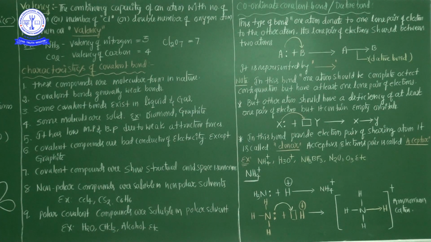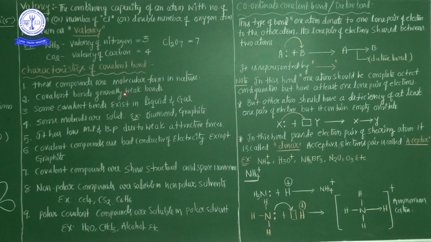These are very important definitions, my dear students. What is the valency? The combining capacity of an atom with a number of hydrogen atoms, or a number of chlorine atoms, or double the number of oxygen atoms is known as the valency. Next, the ionic bond characteristics are already completed, and the covalent bond types, single, double and triple bond, are also completed. Overlapping, sigma bond and pi bond are also completed.